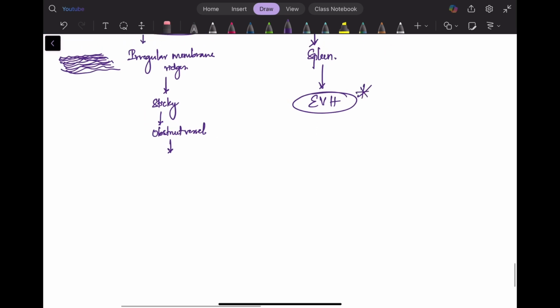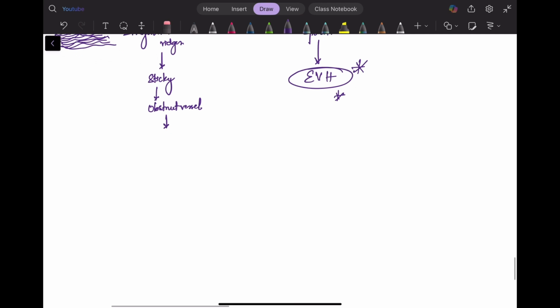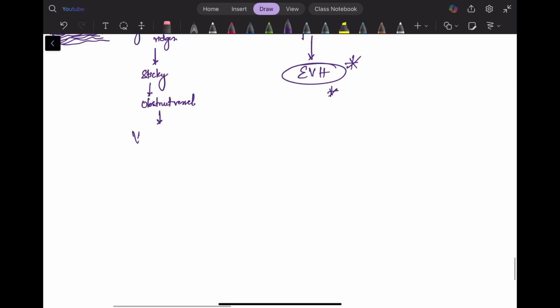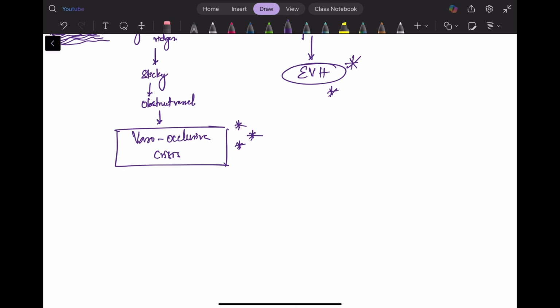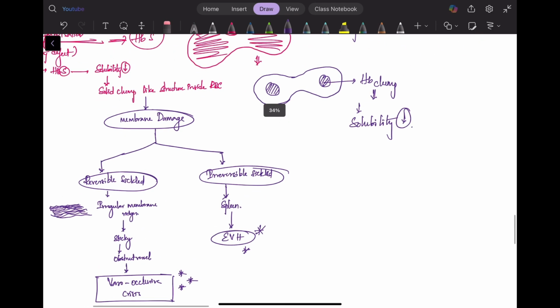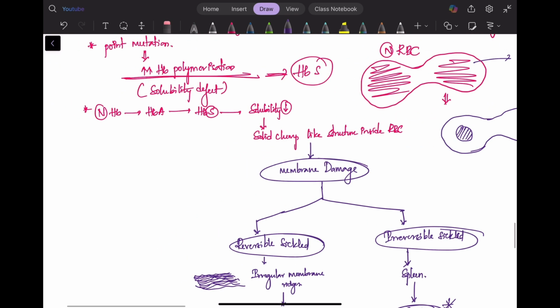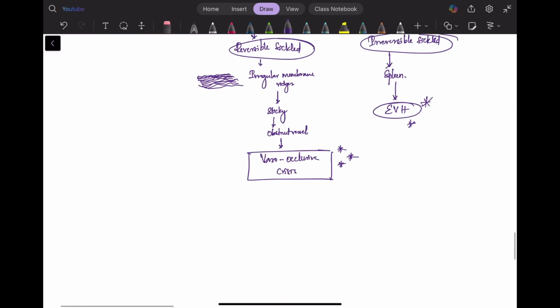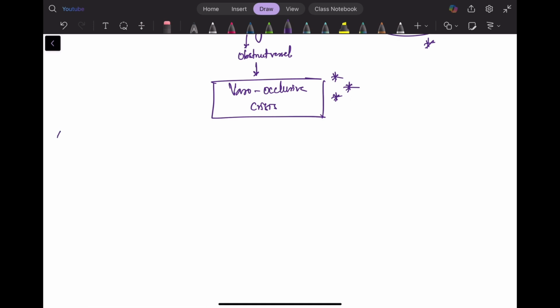The irregular one is like a decent boy, it doesn't cause much problem, but the reversible guy is horrible. He's like, I will take you along with me. Vaso-occlusive crisis, very important, right? So we have the pathogenesis. For second years, write this as the pathogenesis. Hope your pathogenesis is clear.